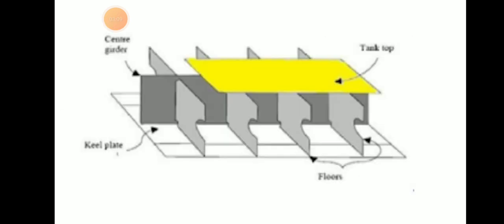We can see from this picture, in the flat keel, there will be tank top, keel plate, center girder and all. So this is a picture of flat keel.